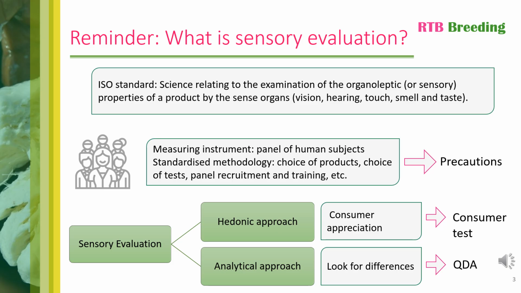The second approach is analytical. It specifically measures the sensory characteristics of a product using the human subject as a measuring instrument. This approach is used to study differences between products. The QDA I'm going to talk about today is one such analytical method.